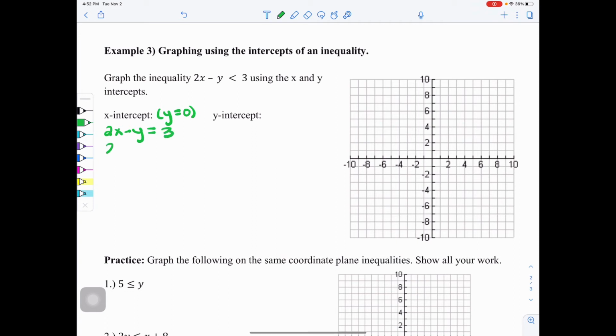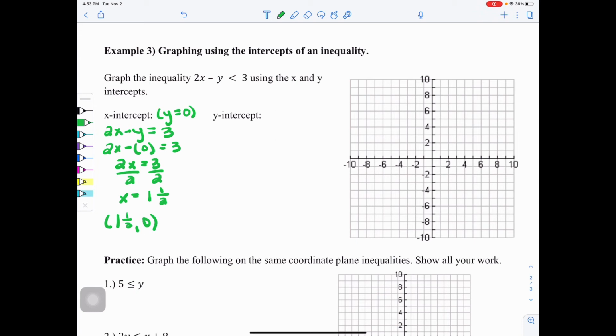I'm going to replace y with 0. Then I'm going to do the math here. So that's really 2x equals 3, which means I would have to divide both sides by 2, and I get that x is equal to 1.5. So that means one of the coordinates I'm going to plot is (1.5, 0).